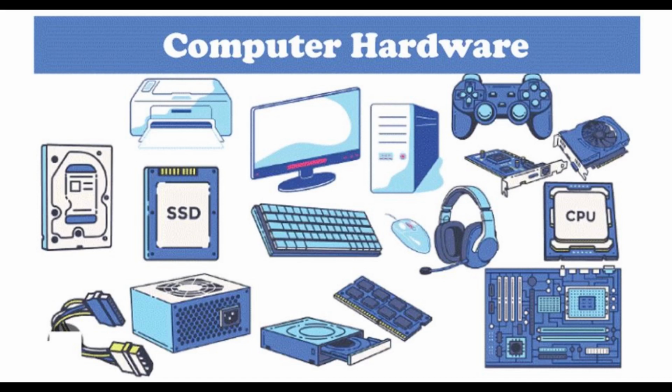The brain of the computer is the processor, the central processing unit, CPU. It processes data and instructions received from software applications and other hardware components and performs arithmetic and logical operations on the data to provide meaningful information.